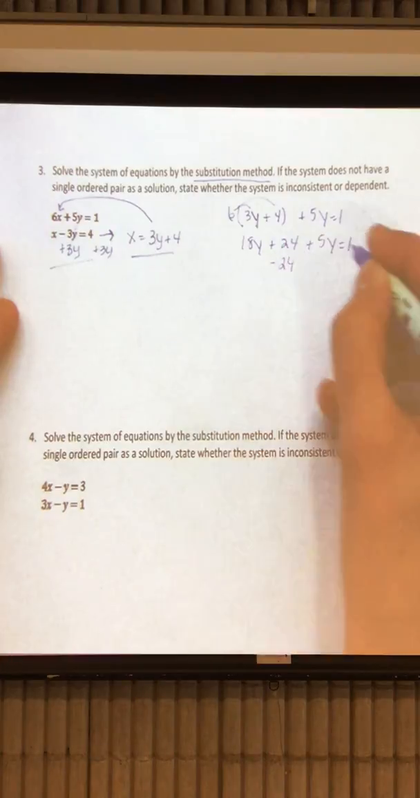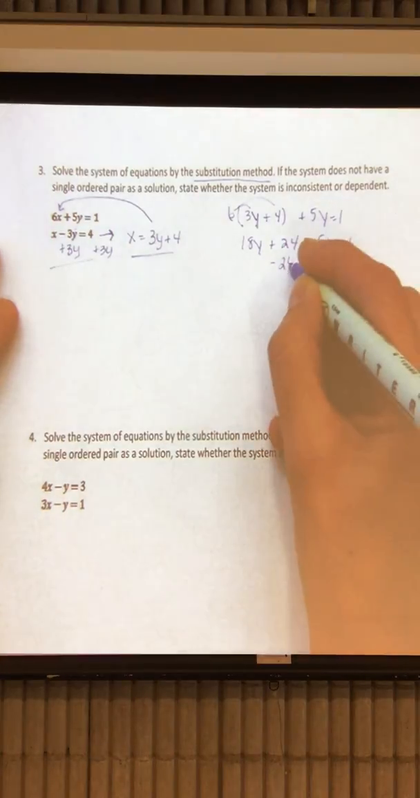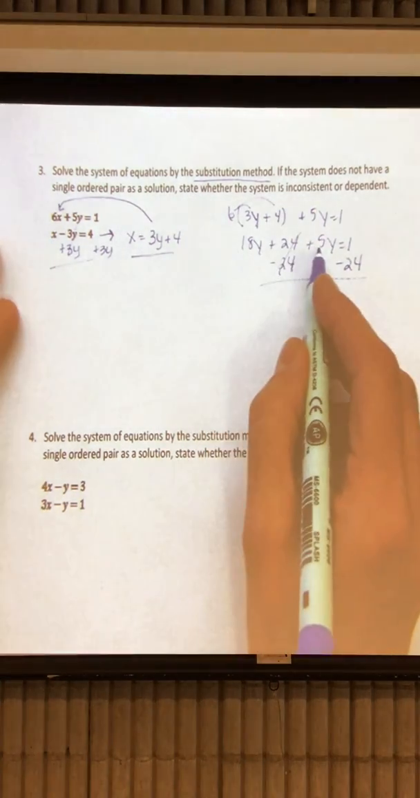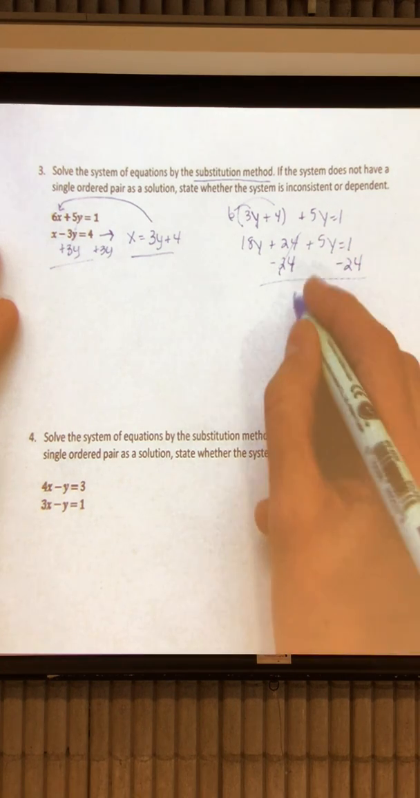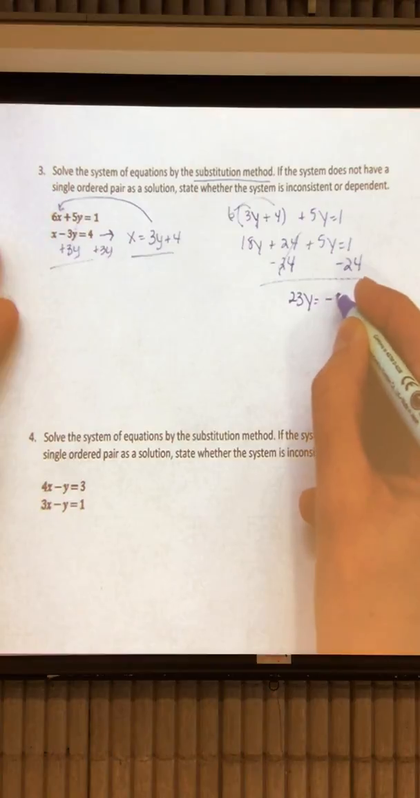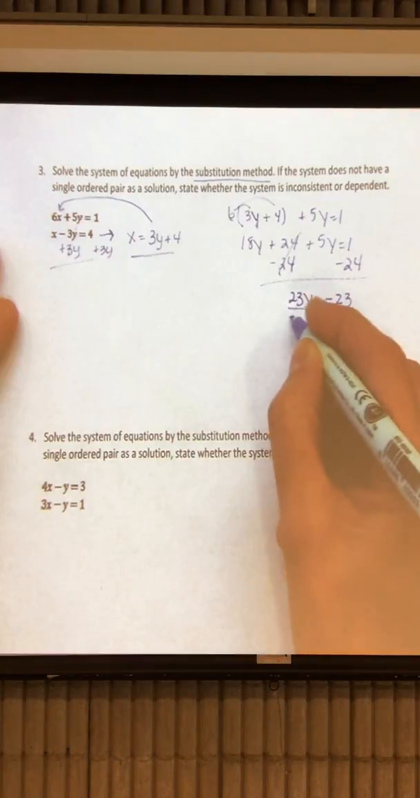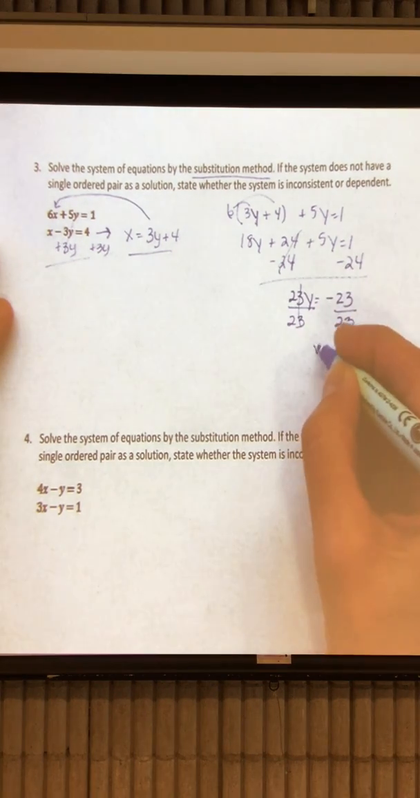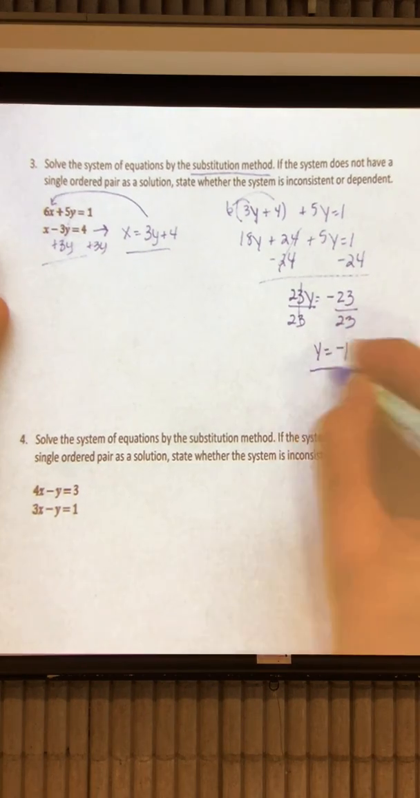And let's combine like terms, which means we're combining our numbers and combining our variables. So we have 18 plus 5, which is 23y, is equal to 1 minus 24, which is negative 23. Divide by 23, y is equal to negative 1.